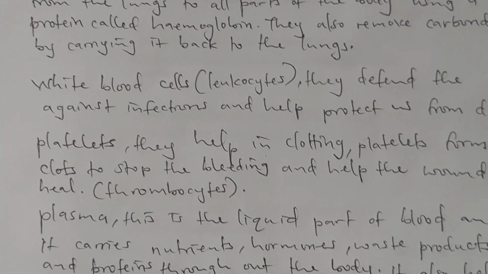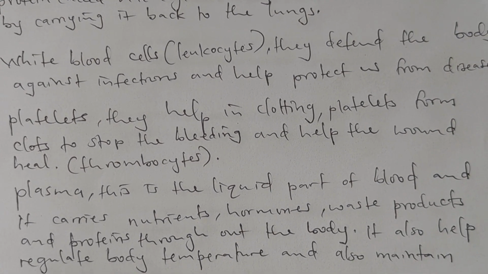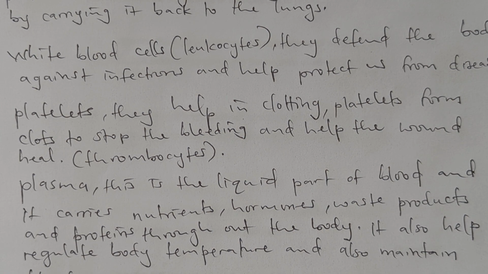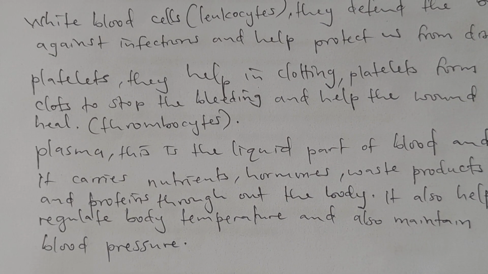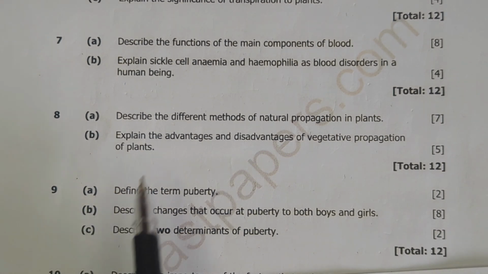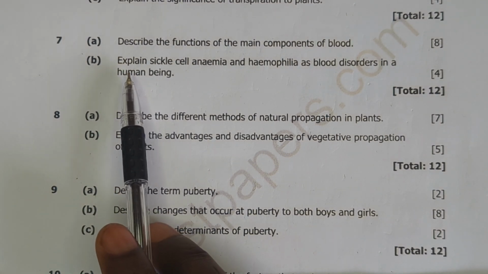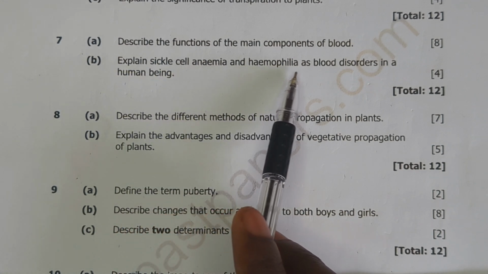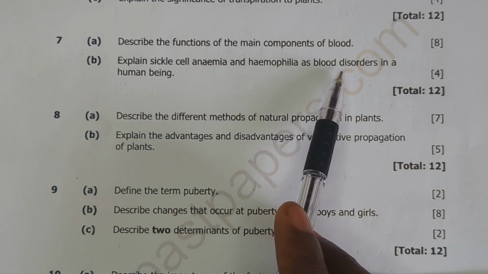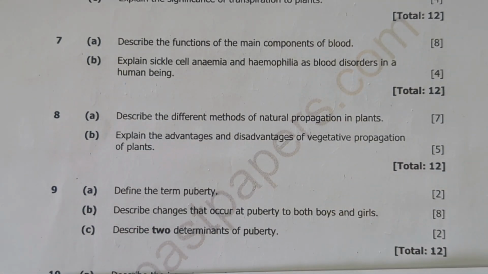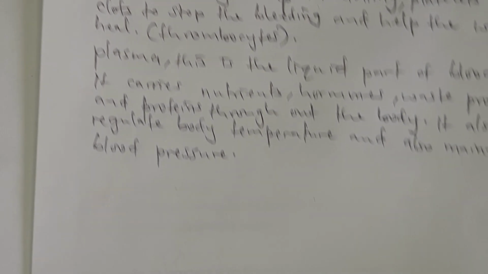So in biology, when answering the questions, we don't write in point forms or bullet form. Make sure you write them in essay. The other question here, question B, they are saying, explain sickle cell anemia and hemophilia as blood disorders in a human being. So this is number B.